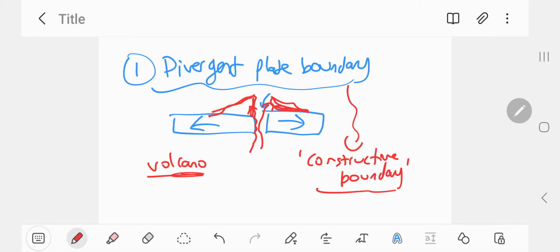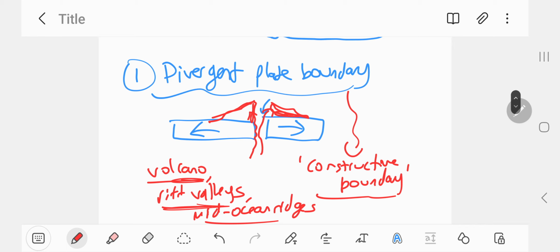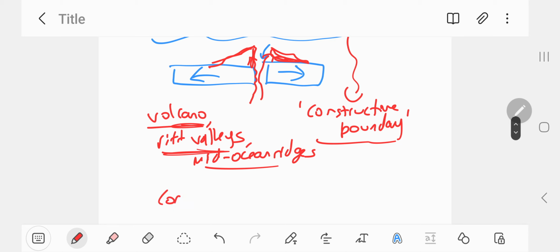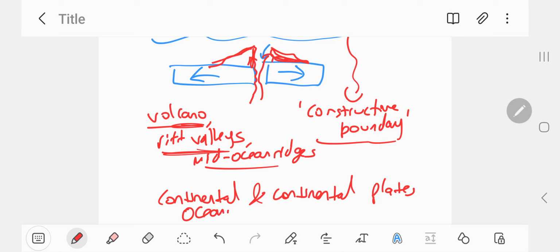So you have volcanoes forming, you've got rift valleys forming as well, so massive cracks and mid-ocean ridges. So that's a divergent plate boundary. And they form between continental plates, and they can also form between oceanic plates. So in other words, on the land and underwater.